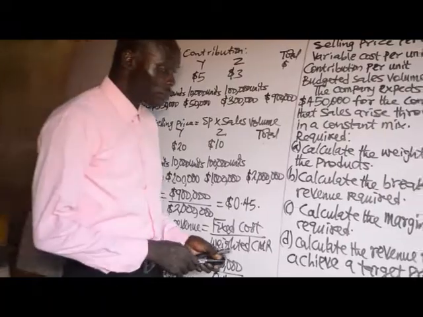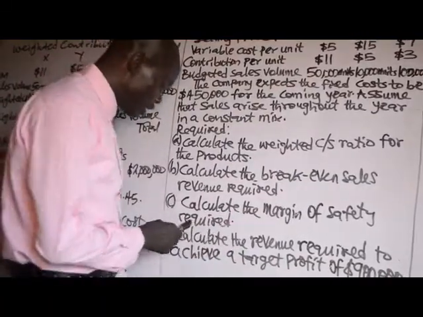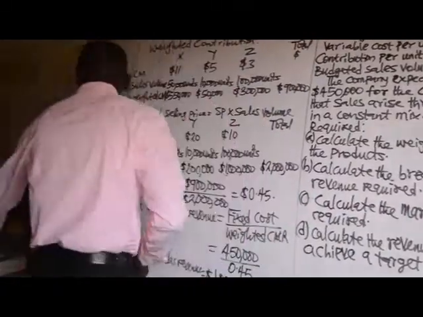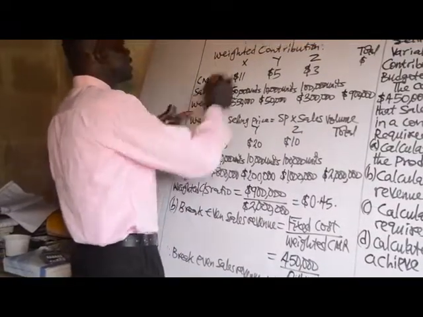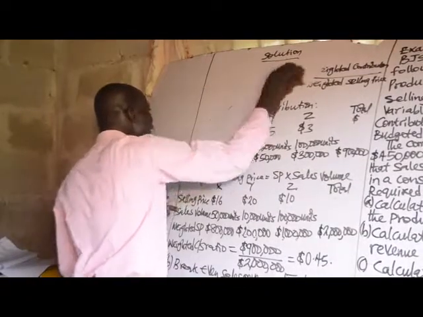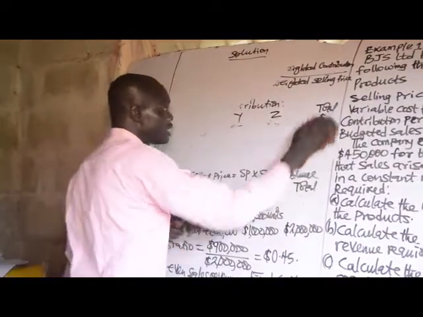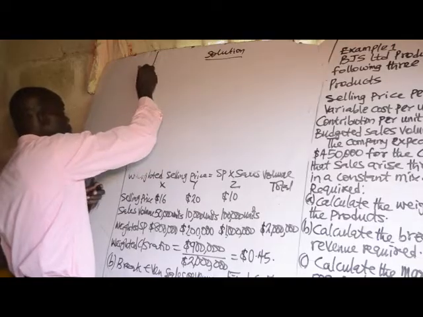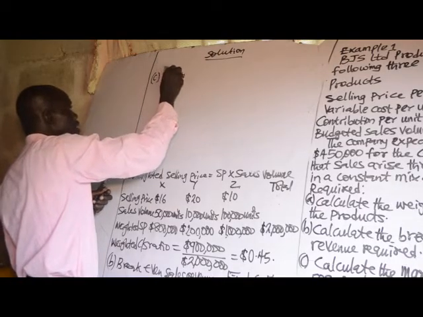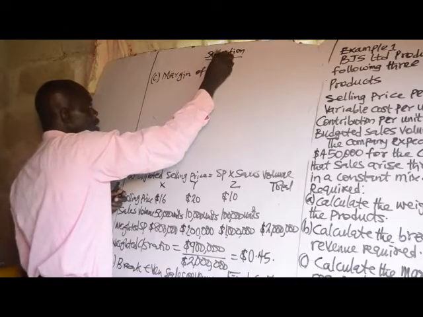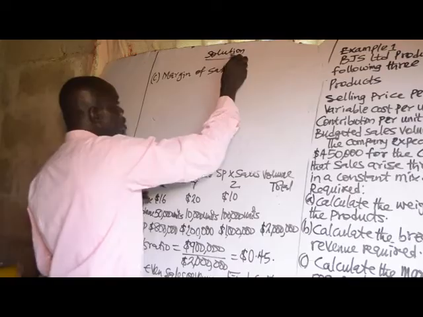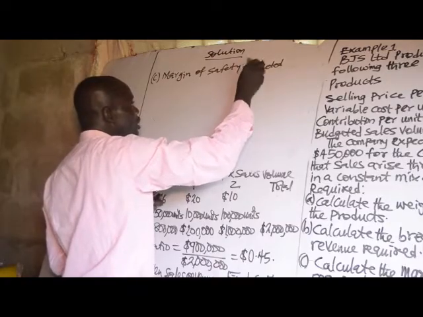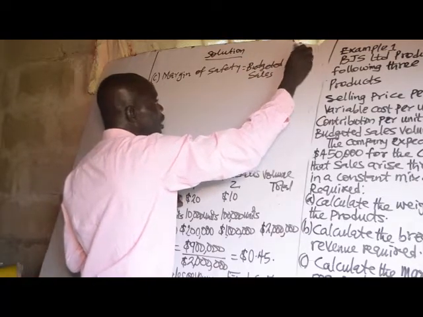Now, requirement C. Calculate the margin of safety required. I've told you that margin of safety is the difference between the budgeted sales and the break-even level of sales. Margin of safety equals budgeted sales minus break-even level of sales.